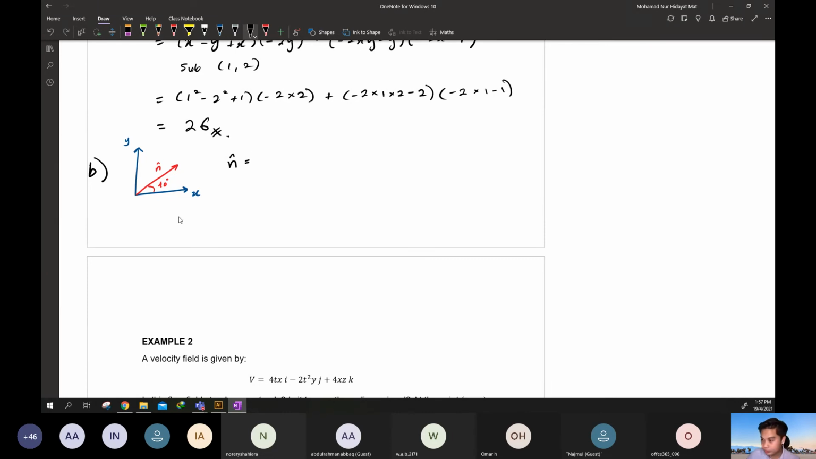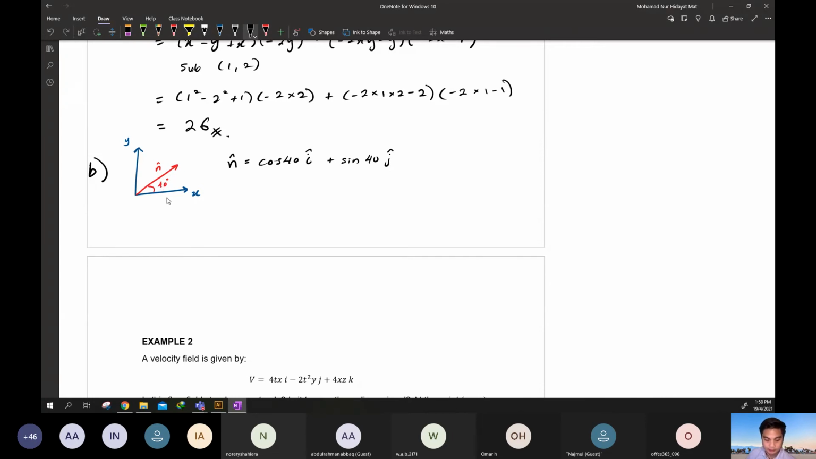Okay, so this is x. So we can do the cos 40 in terms of i, and plus sine, because we need to find the y direction, 40 in terms of j.